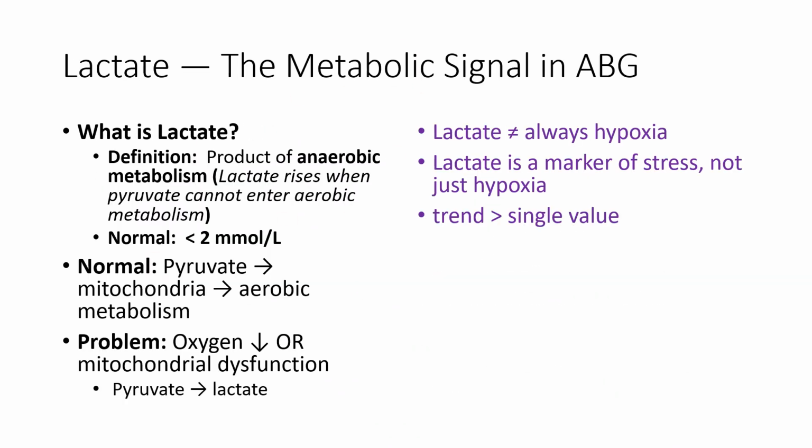Then we will see a little bit about lactate. So what is lactate? Lactate is a product of anaerobic metabolism. Basically, when pyruvate cannot be metabolized aerobically, it gets converted into lactate. The normal value is less than 2 millimole per liter.